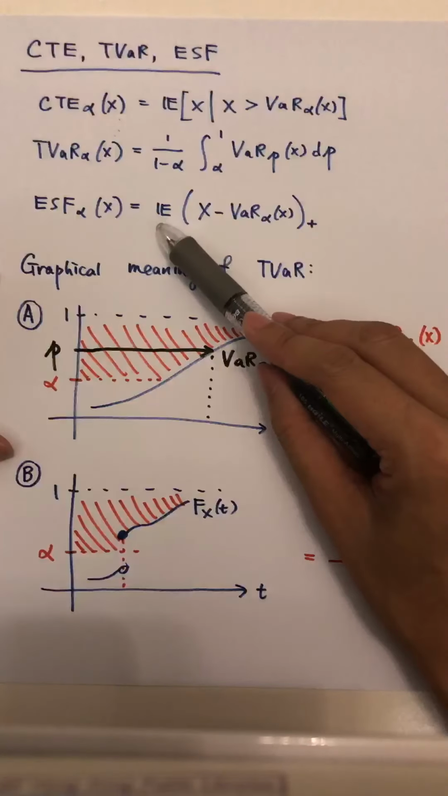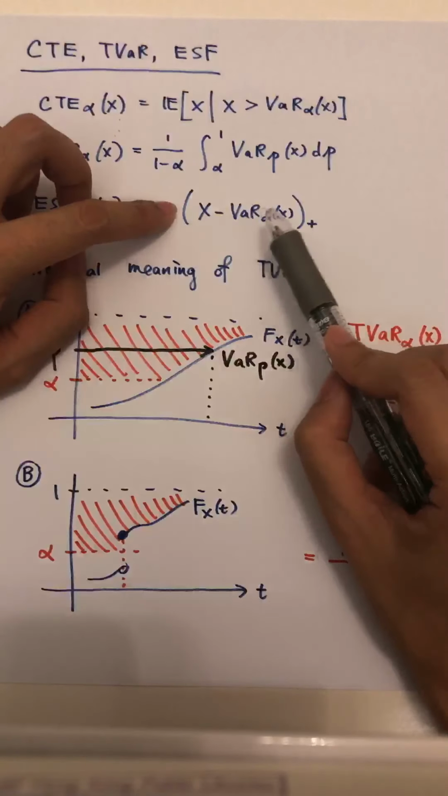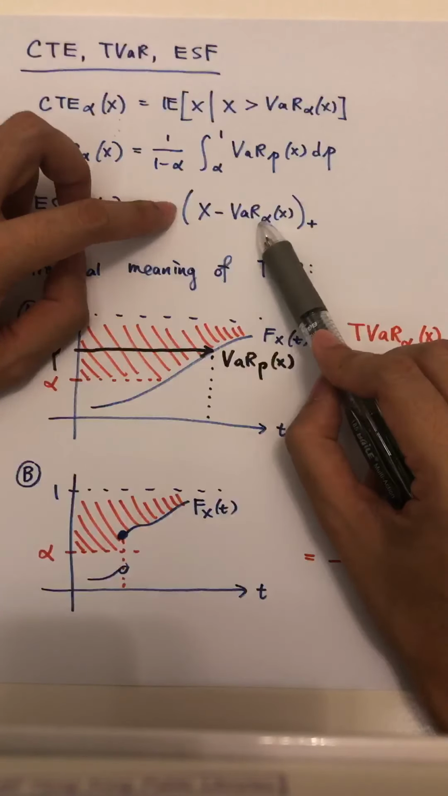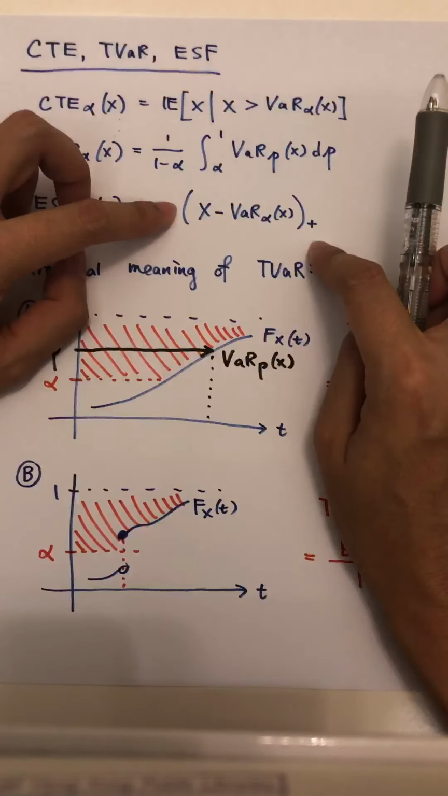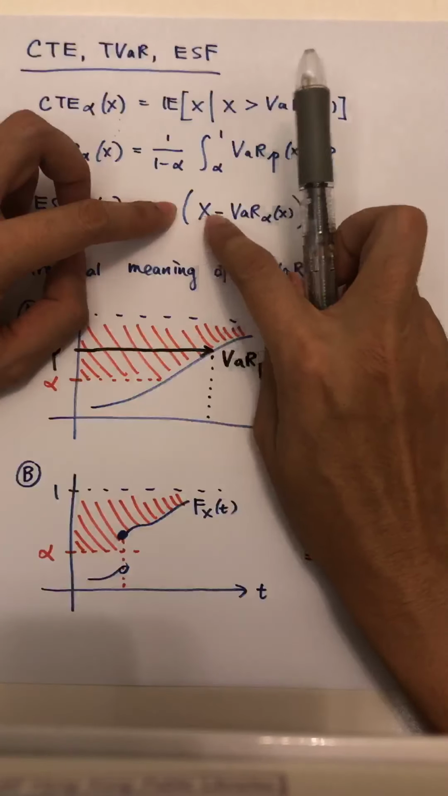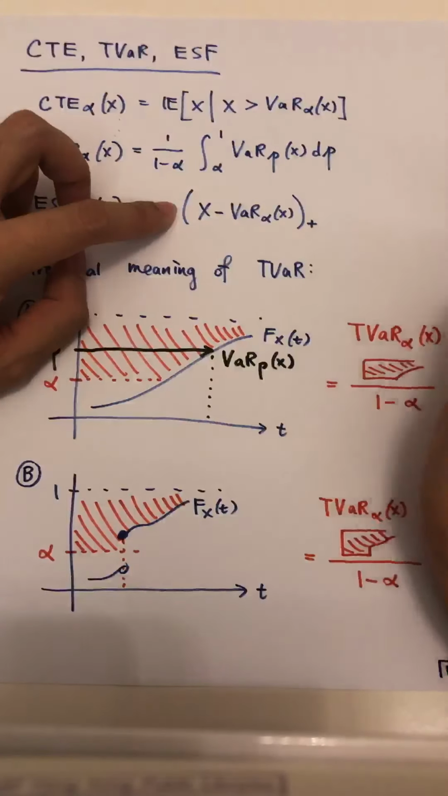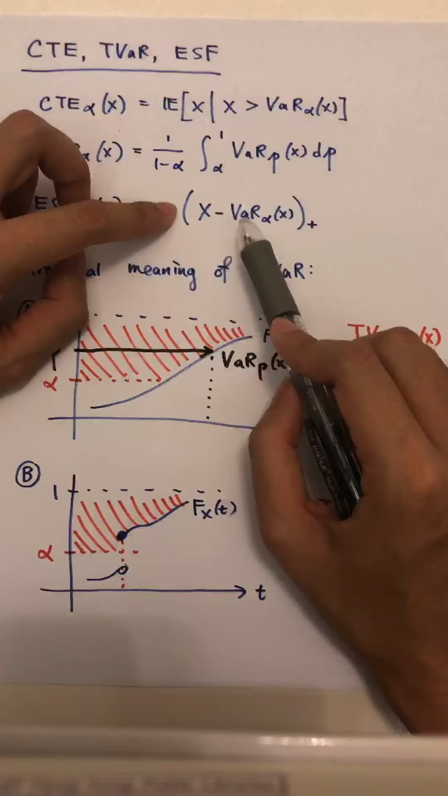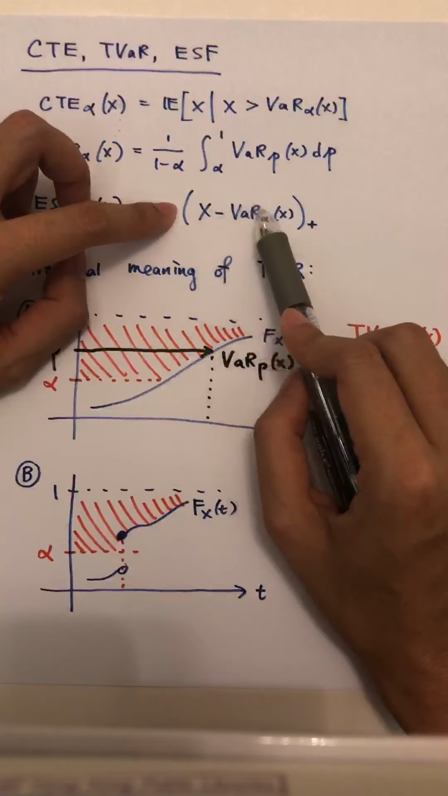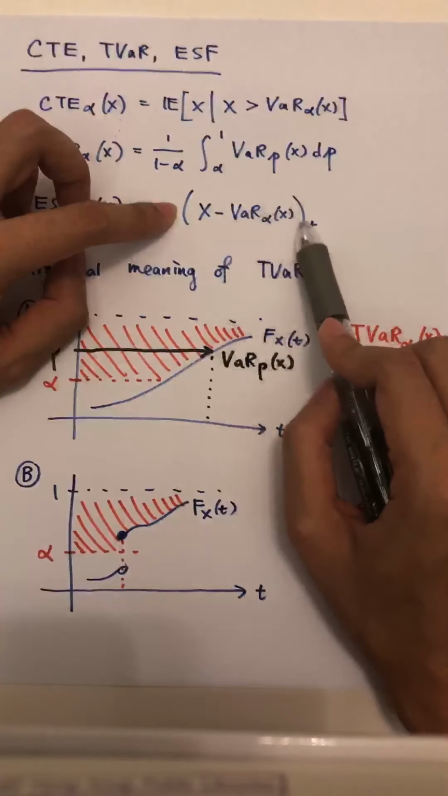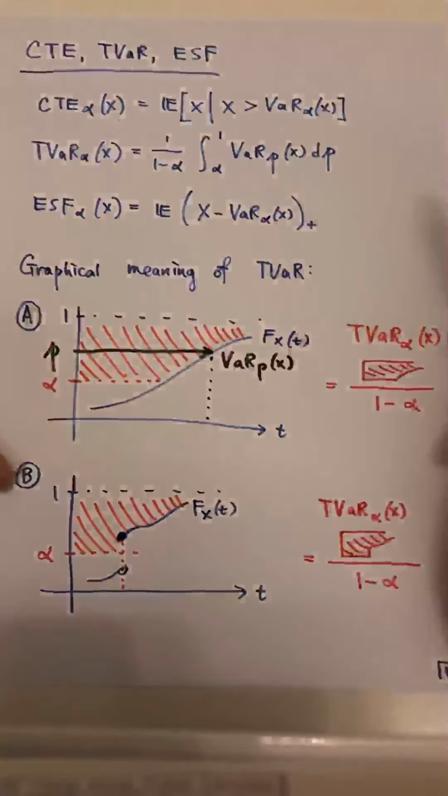Expected shortfall is the expected value of the shortfall. So why do we call this shortfall? If you set your reserve to be the value at risk at level alpha, then this bracket plus this positive part is the shortfall. If the loss amount is less than the reserve, we have enough money to pay and there's no shortfall, so the shortfall will be 0. But if the loss amount is greater than the reserve, then the difference will be the shortfall. That's why x minus the capital, or x minus the reserve, positive part is the shortfall. And then the expected value is called the expected shortfall.